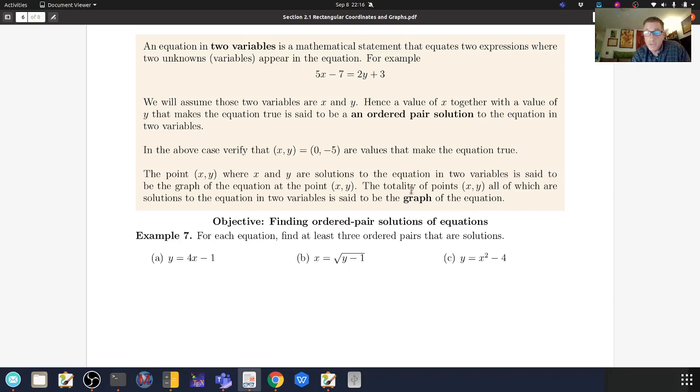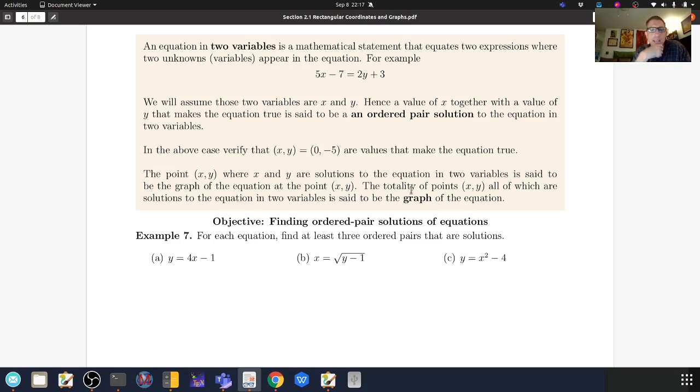Most of these equations have an infinite number of solutions, and an ordered pair (x, y), where x is a known number and y is a known number, if you plug them in and it makes a true equation, then that's an ordered pair solution. As far as the visual graph goes, we could plot that point. We would say that point lies on the graph of that equation.